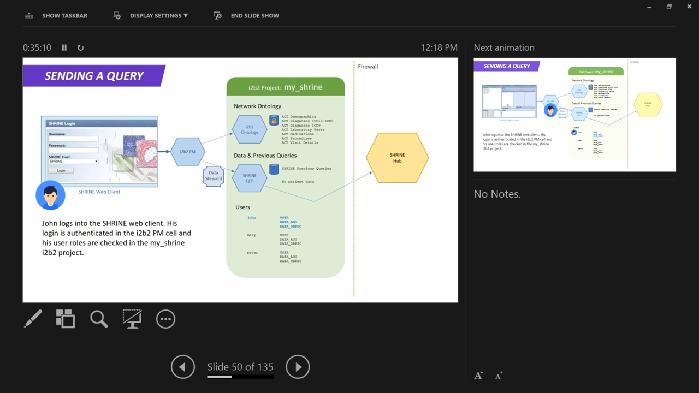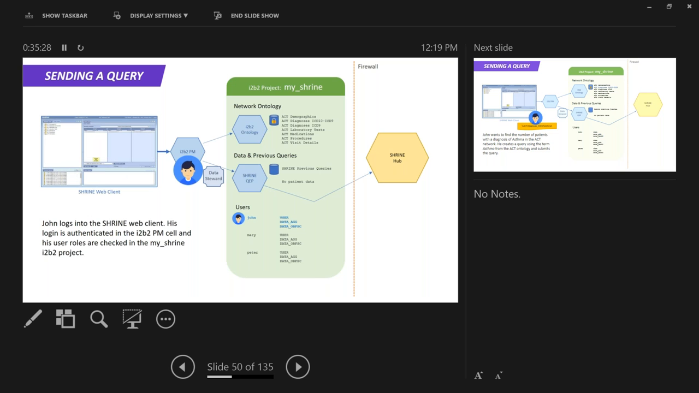Sure. A lot of my next slides have a bunch of animations to reduce how much I'm talking and making mistakes. So I'll give you a simple example here. John over here logs into the Shrine web client. This is the login, and his login is authenticated against the I2B2 project management cell, and the Shrine web client is displayed.